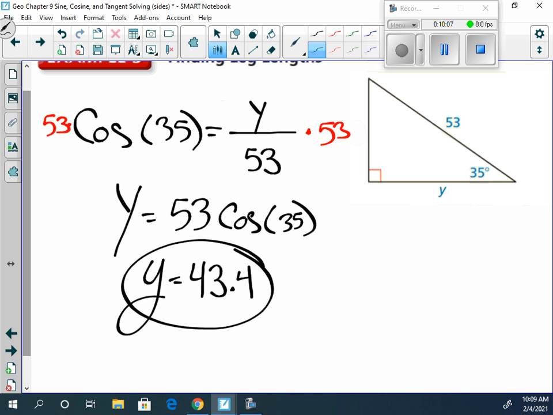Questions on any of this here? Any questions on any of this here so far? This making sense? A little bit more sense? So it's really, when we look at these here for sine, cosine, and tangent, it's really focusing on what are we needing and what are we looking for.